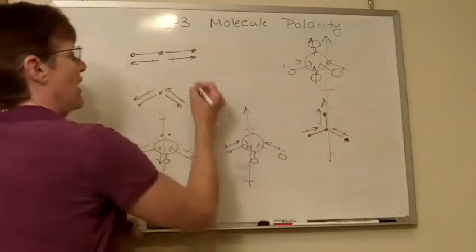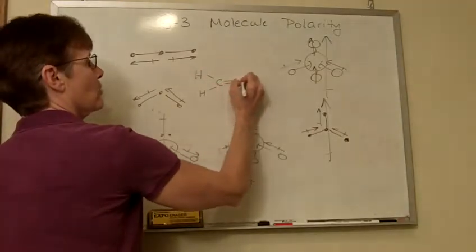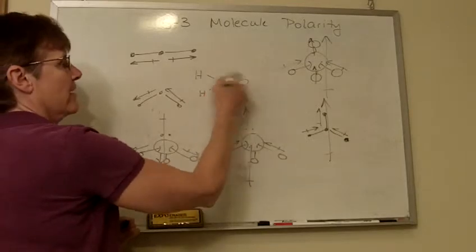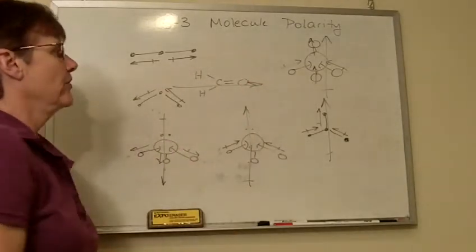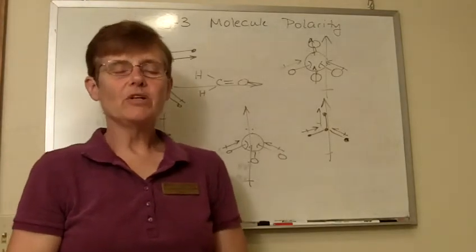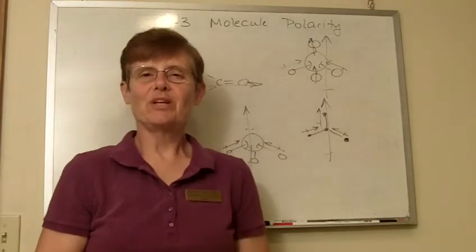Here's a good example of that. Hydrogen, carbon, hydrogen, double bond, oxygen. These are the lowest, and this is medium, and that's highest. So overall, you have a polar molecule like that. So I hope that helps. You'll have lots of examples to try for yourself and play around with and work these things out.